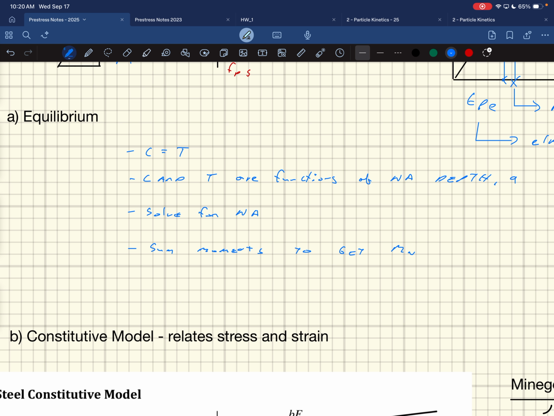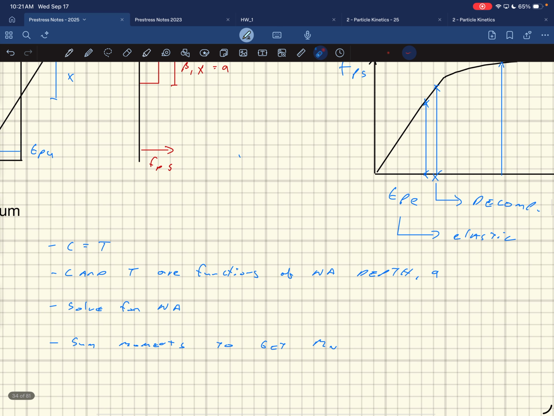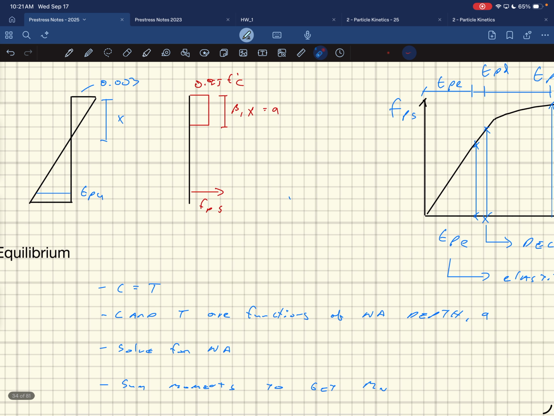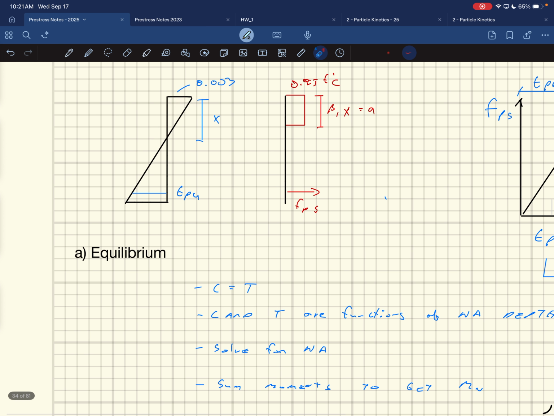This is exactly what you did for over-reinforced beams. Remember over-reinforced beams? T was a function of the neutral axis depth on one side because the steel hadn't yielded yet, right? For over-reinforced beams, your steel stress was somewhere in here. So it's the same idea. We don't know where it's at in here, and it's dependent upon where the neutral axis depth is over here. It's the exact same idea.